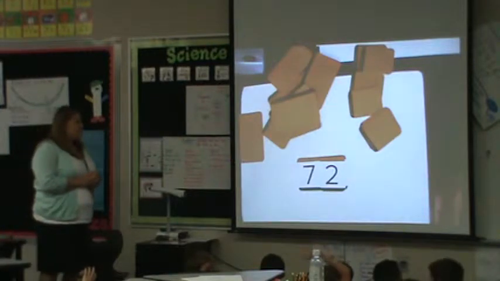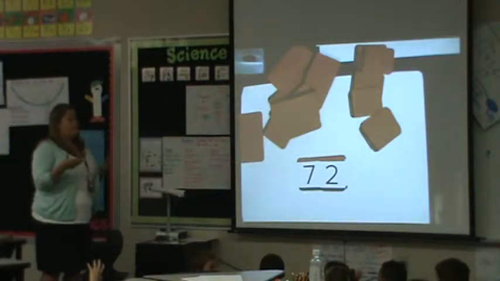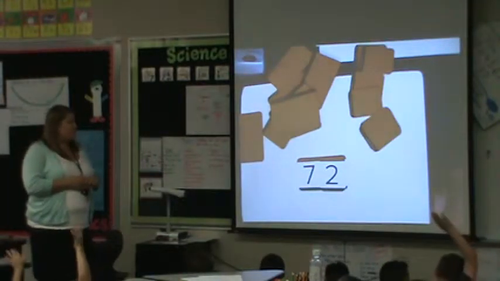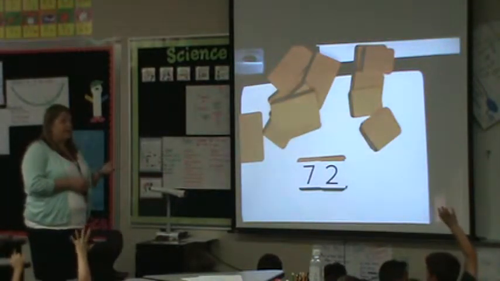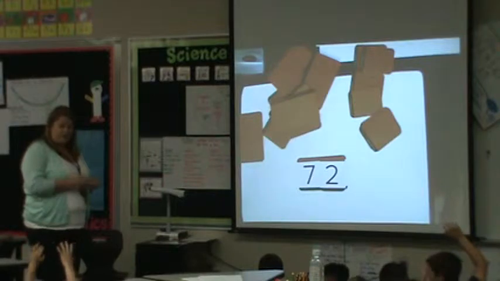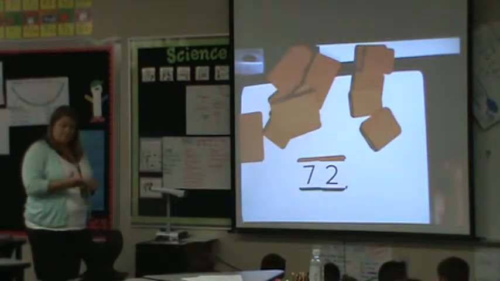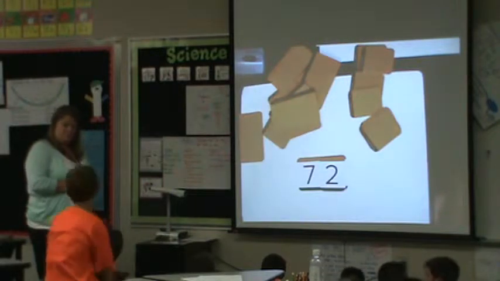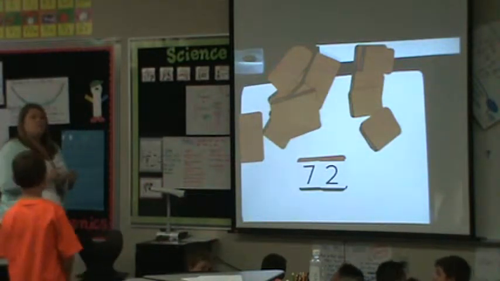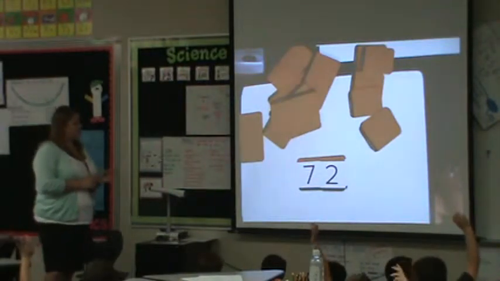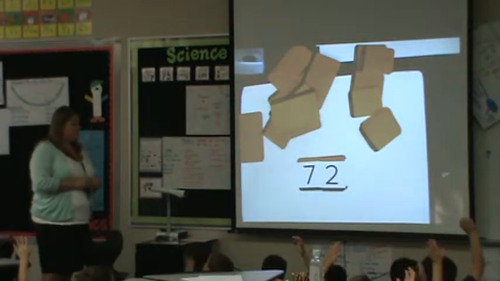Can anybody think of a number that 72 is greater than or less than? Maybe you could finish the sentence, 72 is greater than. What do you think, Garrett? You drew the number, tell us something about it. 72 is less than 82. 72 is less than 82. Can somebody tell me now 72 is greater than? Adam?